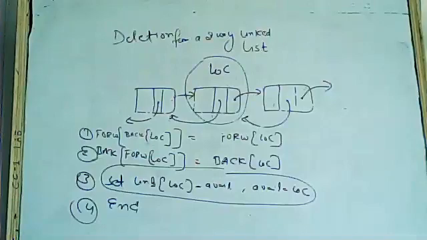So in the two-way linked list we have what? Info, back and forward. Info means data. Backward pointer contains the address of the previous node, and forward pointer contains the address of the next node.